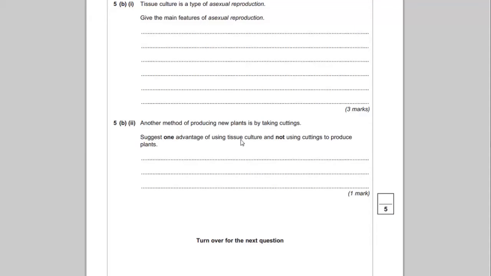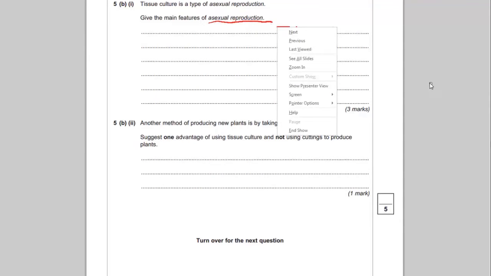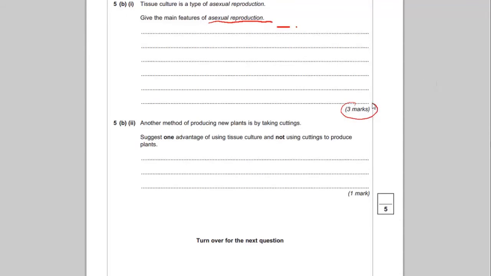Tissue culture is a type of asexual reproduction. Give the main features of asexual reproduction. This is a 3-mark question, so you need to be putting down 3 points. Now remember, what it's asking you is how asexual reproduction differs from sexual reproduction. The main point is that all offspring are genetically identical. That's the most obvious point to put down.